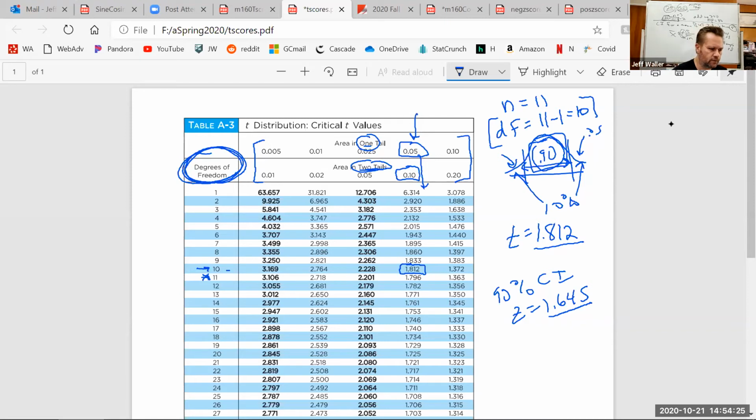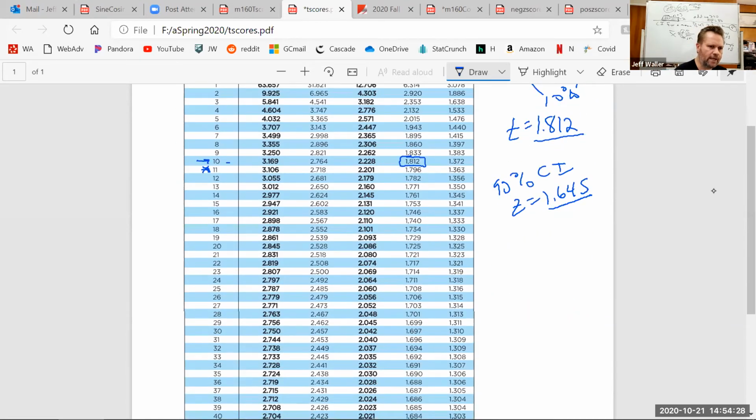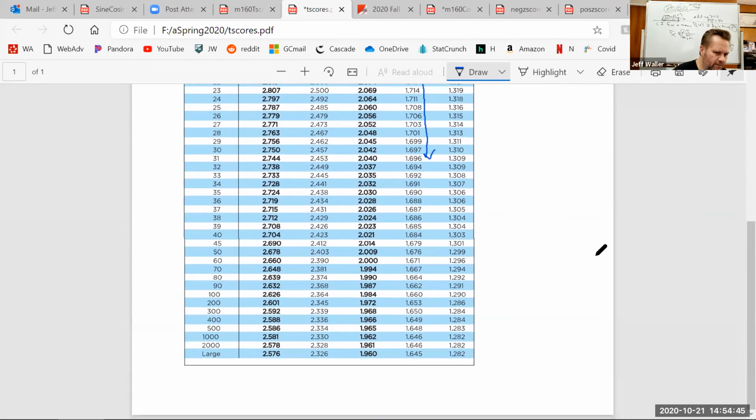Also notice that as my sample size and thus my degrees of freedom get larger, what happens to the t-scores? Smaller. They get smaller and smaller. In fact, look at the very last entry on this table. 50, 60, 70, 100, 150, 2,000. I love that. So when your sample gets large, do these look familiar at all?